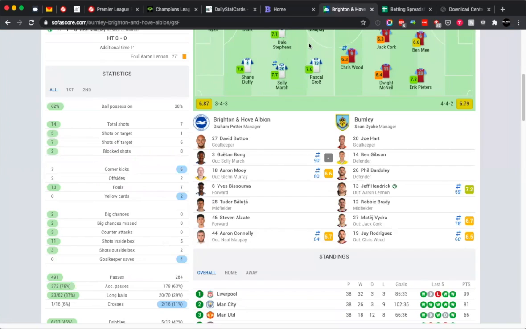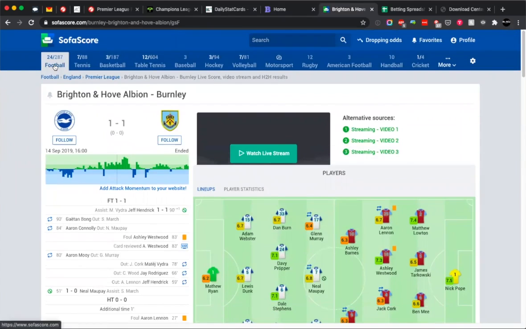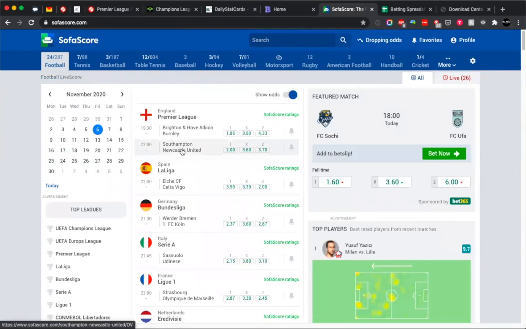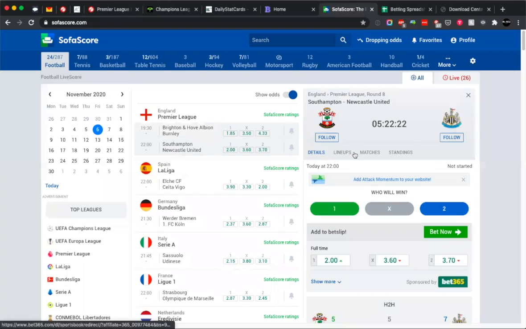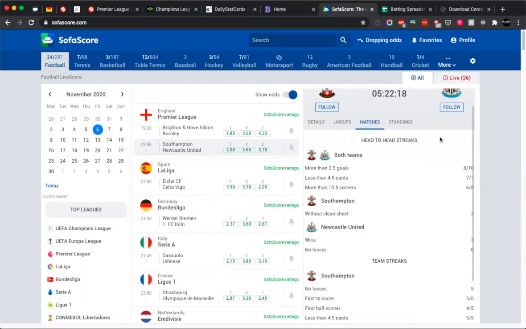And this is just using SofaScore. This is one way. So what you do with SofaScore is in your app, you want to come and look at the different leagues, and you want to try and find, so we could use the same principle and come to Southampton and see, okay, Southampton, let's come to the matches tab. And Southampton, there's a streak here against Newcastle. They have had 6 out of 10 games that have had more than 10 corners.